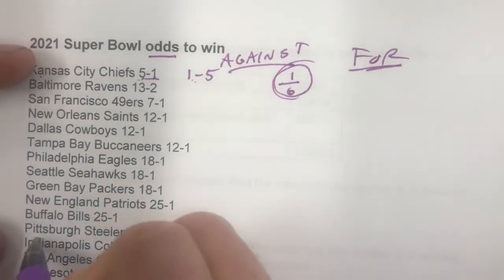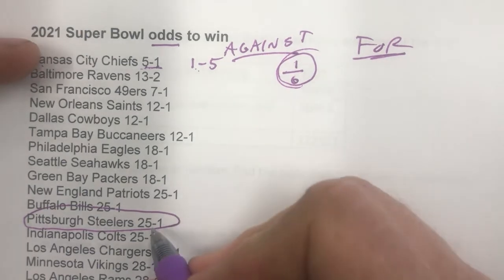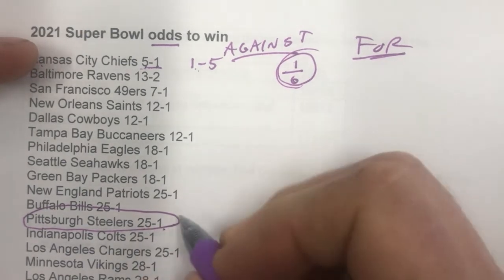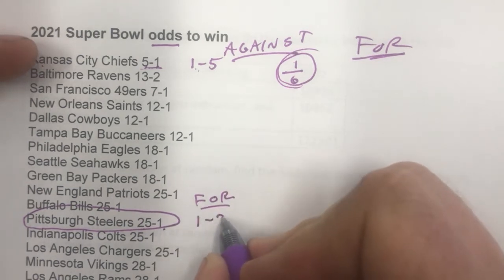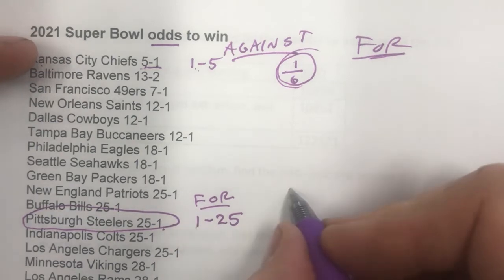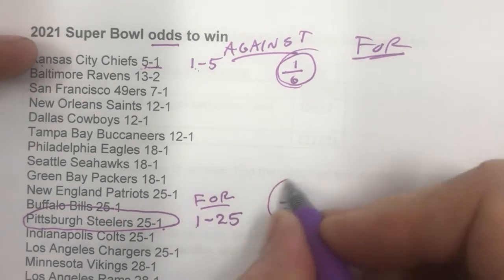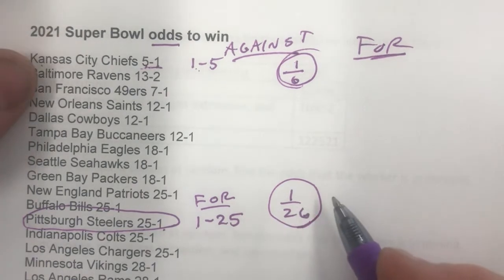Now my team's the Steelers. Here's my team right there. So the odds against them winning is 25 to 1. That means the odds for them to win would be the reverse, 1 to 25. And if I convert that to a probability, there's 1 favorable and there's 26 total. That'd be 1 over 26. That's their probability to win the Super Bowl this year.